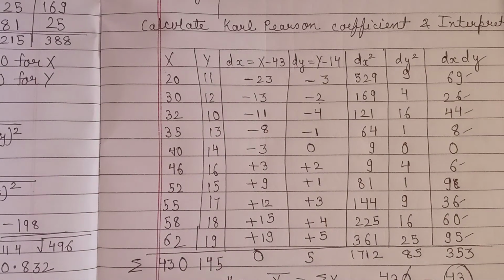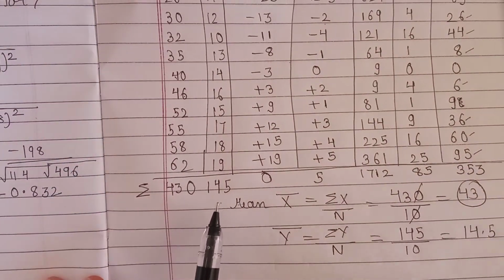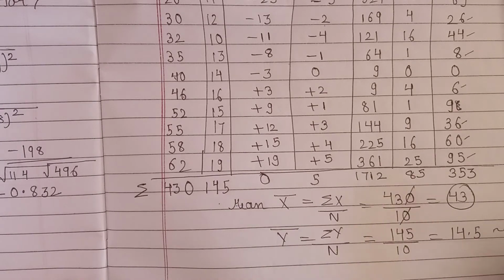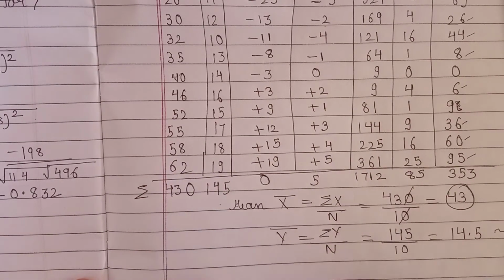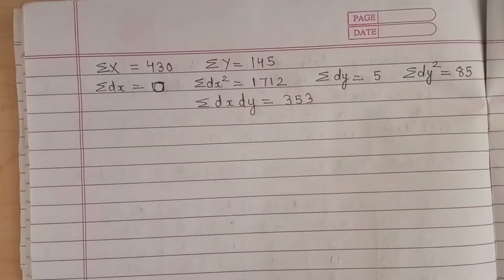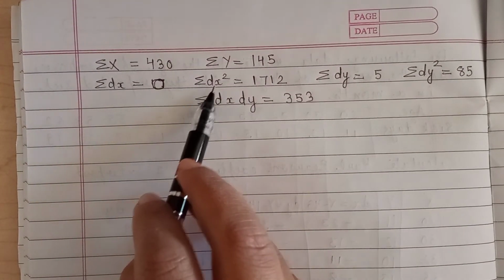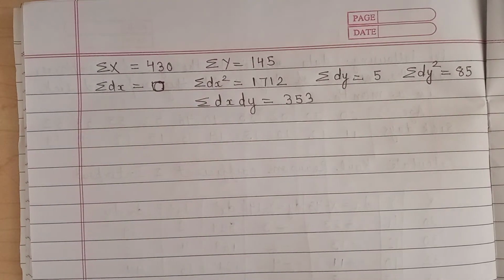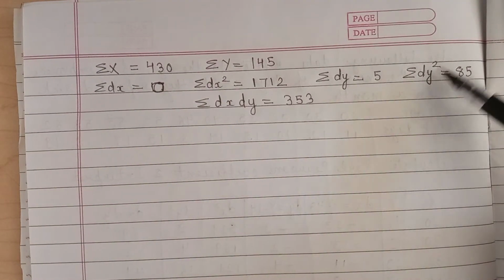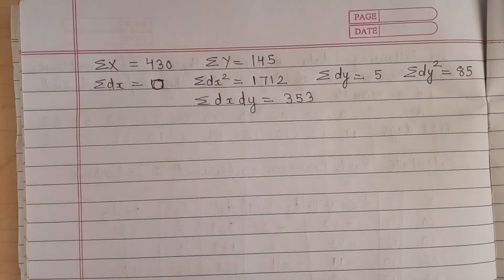Now we know the assumed mean method formula for finding the correlation, so we will directly use that formula. As we have all the values, we will substitute them in the formula and get the required answer. Summation of dx is 0, summation of dx square is 1712, summation of dy is 5, summation of dy square is 85, summation of dx into dy is 353.